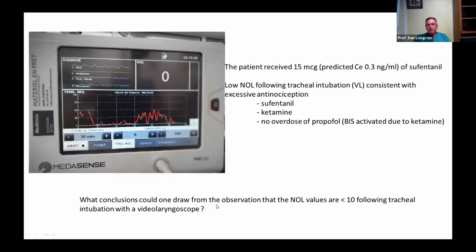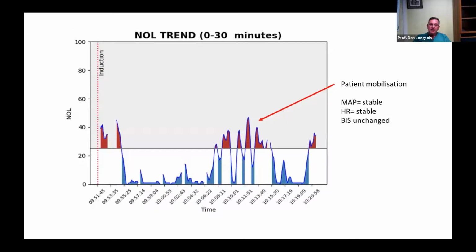So you need to know, when you interpret the NOL value, exactly what was the level of the nociceptive stimulation that is being done. So you cannot interpret the NOL value without having information on the level of nociceptive stimulation. And then this is what happened. The NOL stayed low for quite a period of time. And then the patient was mobilized on the table so that he was prepared for celioscopy. And now the question, would you react to this?